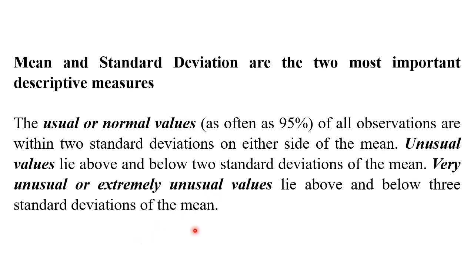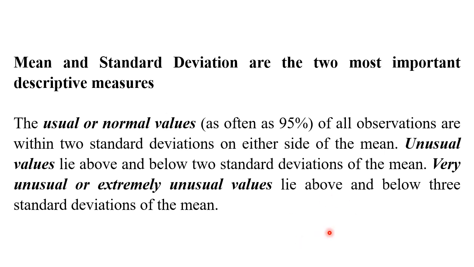A usual or normal value, from Chebyshev's theorem, is that 95% of all observations are within two standard deviations on either side of the mean. Based on this statement, any value that is usual or normal is within two standard deviations from the mean, while unusual values lie above and below two standard deviations of the mean, and very unusual or extremely unusual values lie above and below three standard deviations.